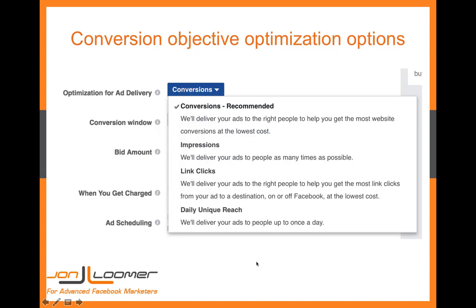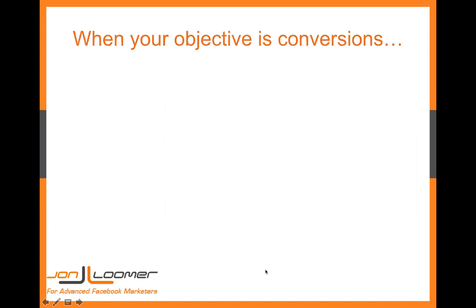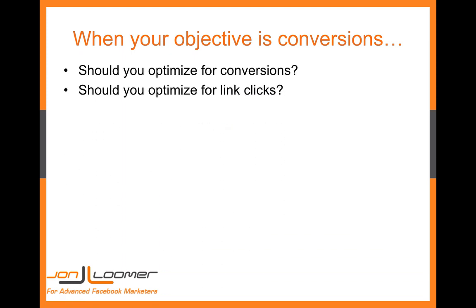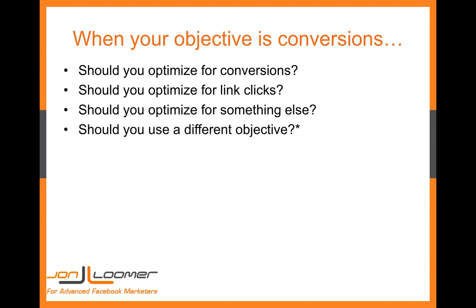So when you select the conversion objective, your options for optimization are conversions, which Facebook recommends, impressions, link clicks, or daily unique reach. So when your objective is conversions, should you optimize for conversions? Should you optimize for link clicks? Should you optimize for something else? Should you use a different objective? I mean, these are all the questions that are often asked.